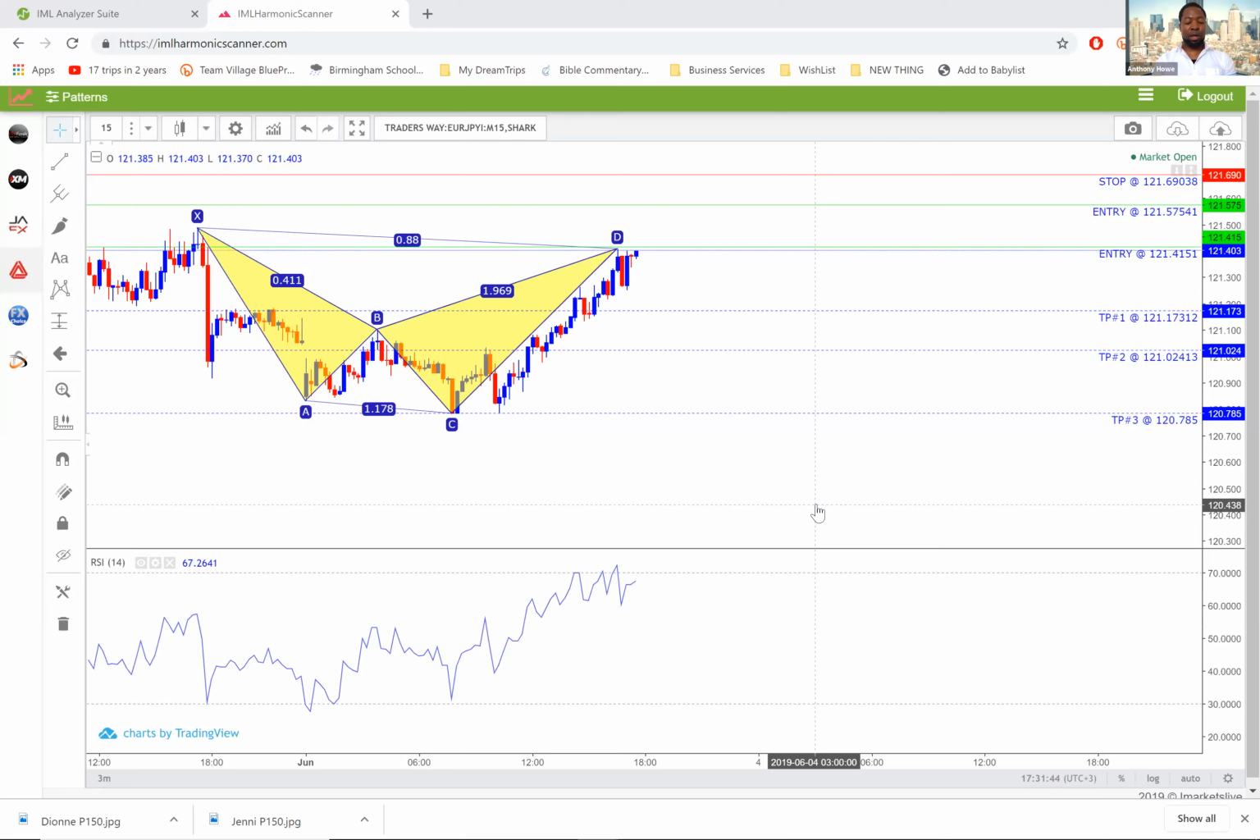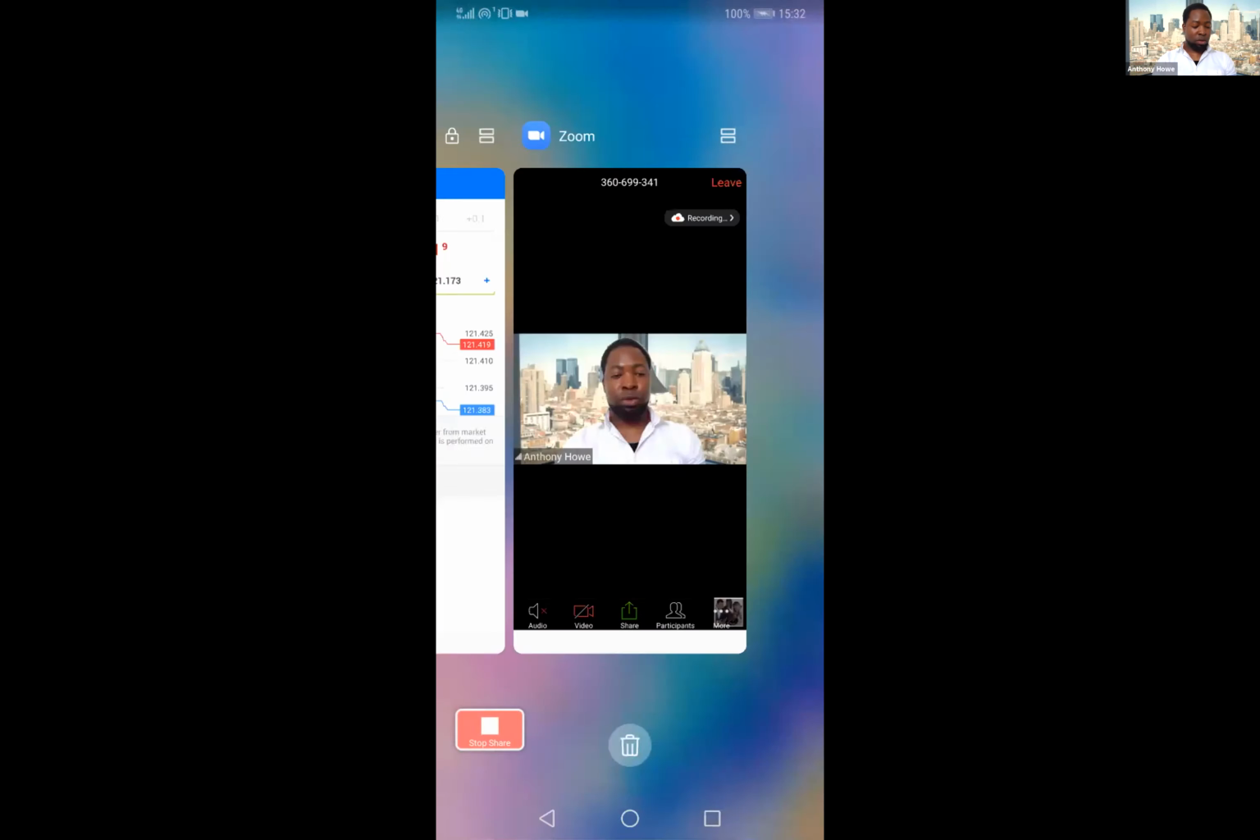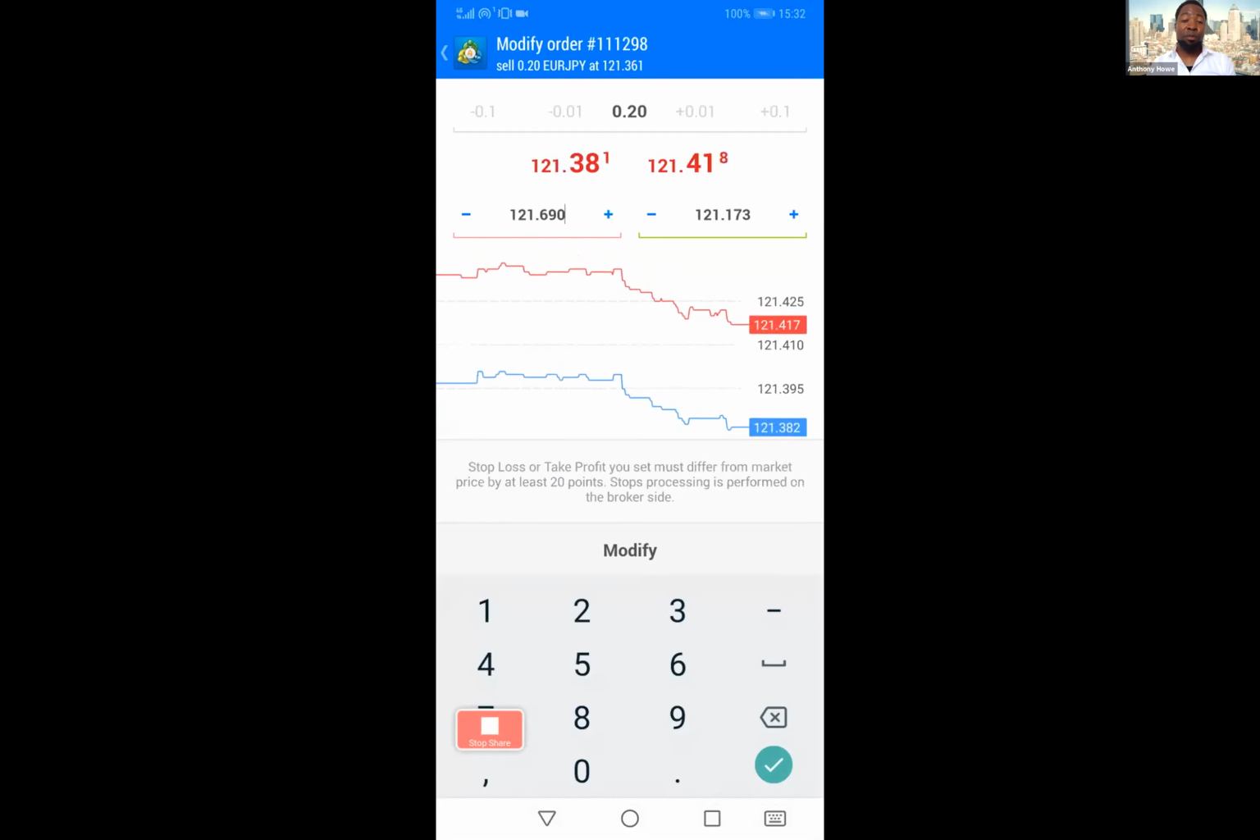And on the red line, you want to put the stop loss number. You can see that at the top where it says stop, 121.690. Okay, so the minimum numbers that you put in are the take profit 1 and the stop loss number. Okay, I'm going to share my screen so you guys can see what that looks like on my mobile phone. So there we go. The take profit number and the stop loss number have been put in. Now that you've done that, press modify.